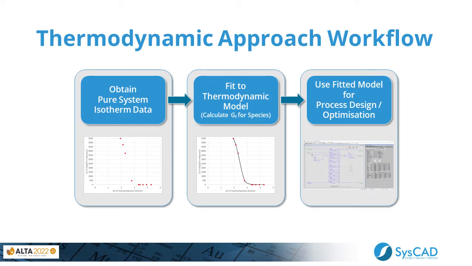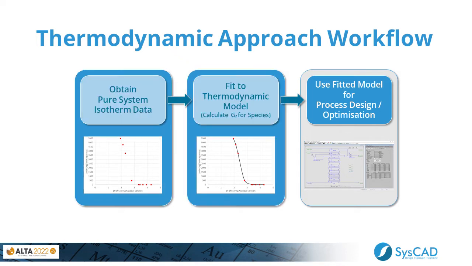So the workflow we're going to use today: you start with pure system isotherm data. We've obtained this from literature. You fit it to a thermodynamic model, and then you use the fitted model for process optimization and design. First, we're going to talk about fitting the data.